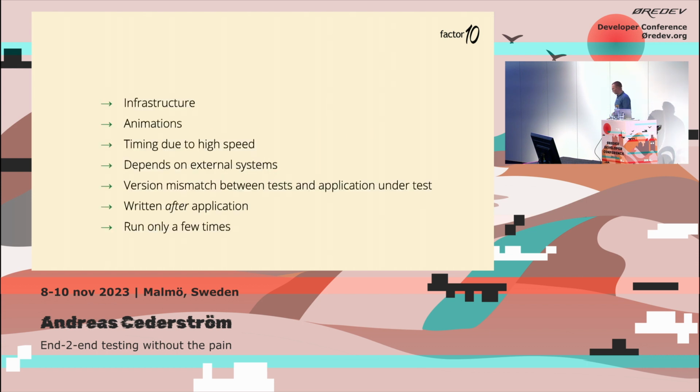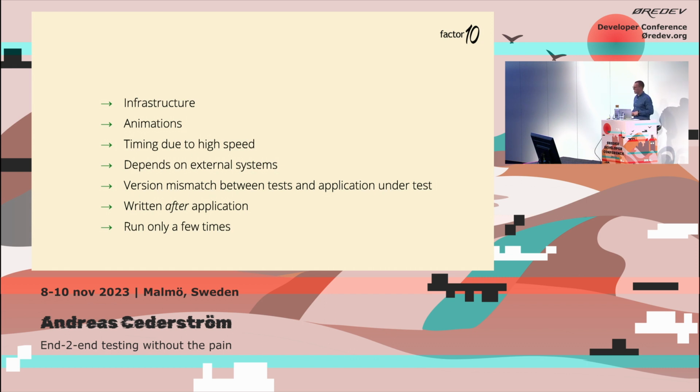I have a couple more. Infrastructure, we were there, I think. Animations. Everything should be so pretty and animated and sliding from the side. It takes 300 milliseconds to do the animation, but the script is so much faster executing. So when the click comes, the animation hasn't even started yet. What else? Yeah, the timing due to high speed depends on external systems. We had API calls, somebody said it.